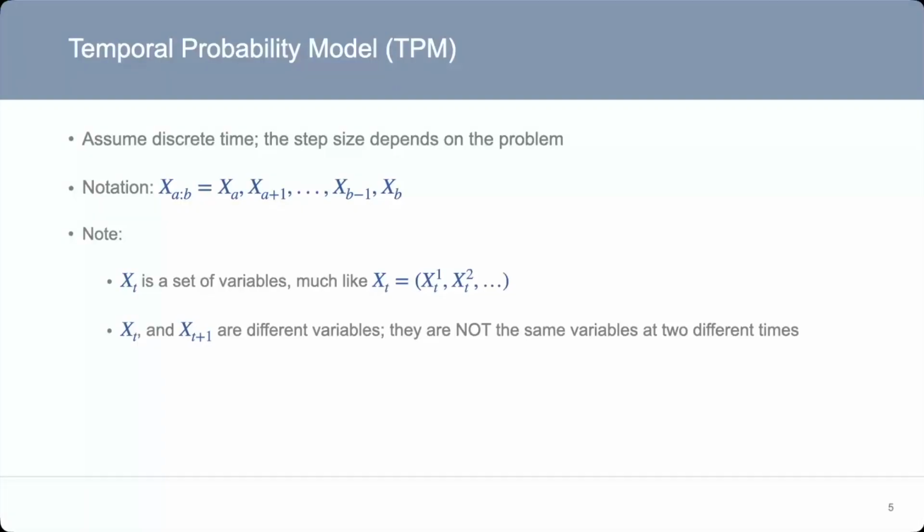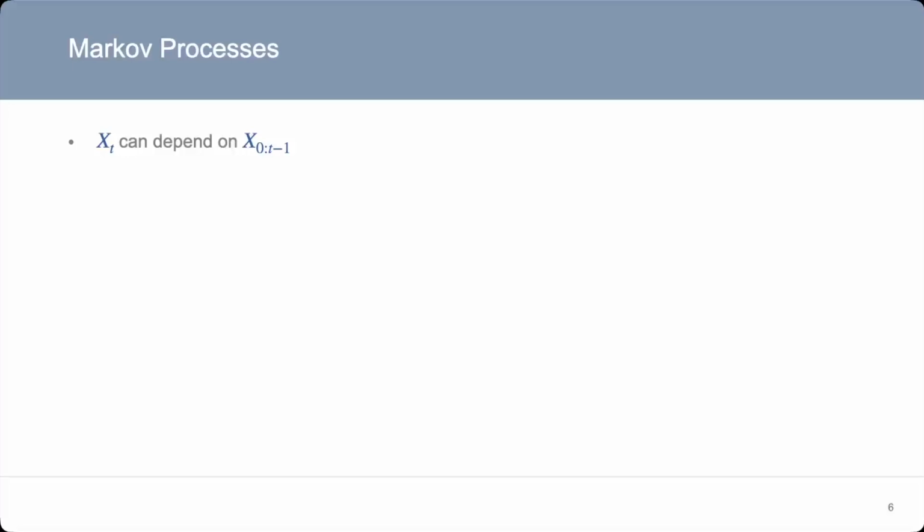Second, X_t and X_{t+1} are different variables. They are not the same variable at two different times, even though X_{t+1} can depend on X_t. Small x_t is the assigned value of X_t, and similarly small e_t is the value that has been assigned to E_t. Now, technically, X_t can depend on all the previous system states from 0 to t minus 1. But that would make the analysis way too complicated, especially when the value of t becomes high.